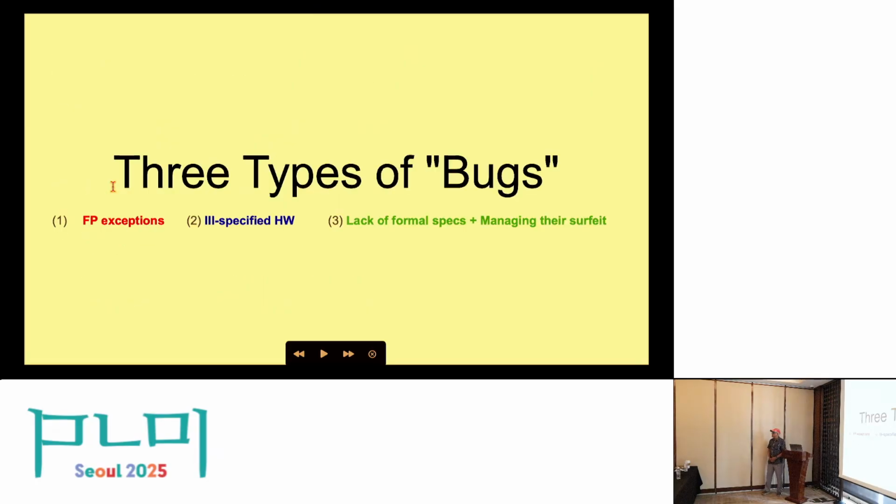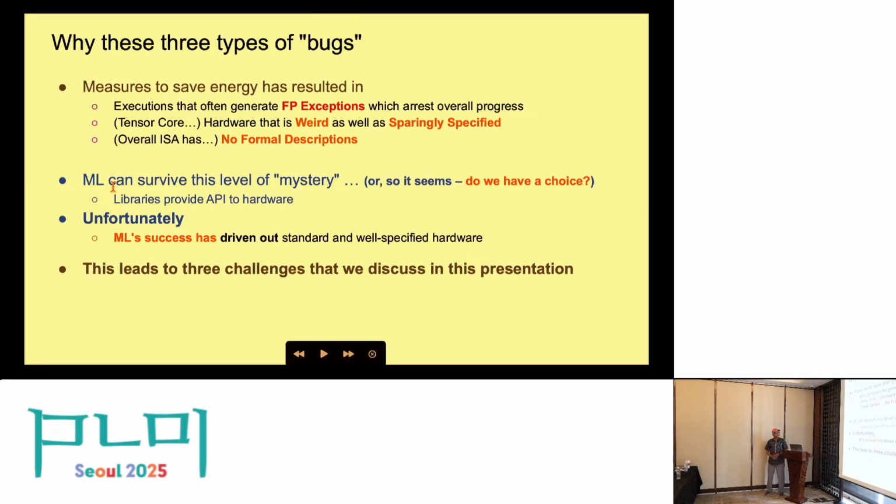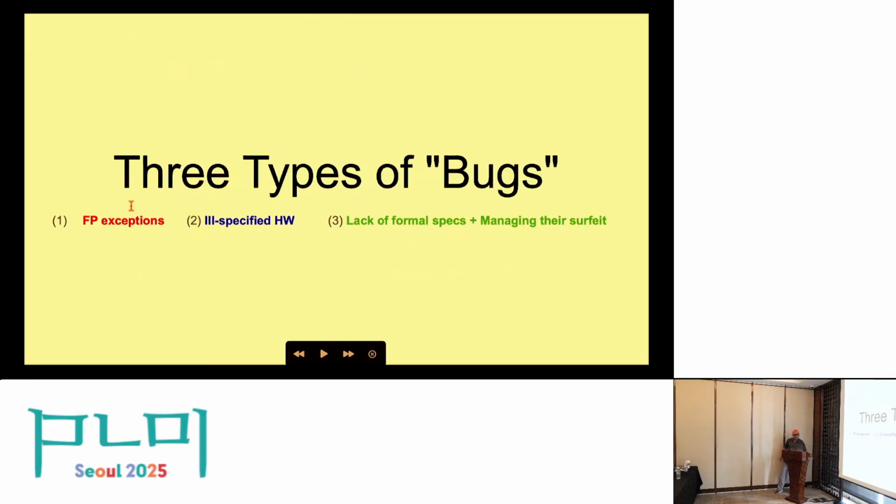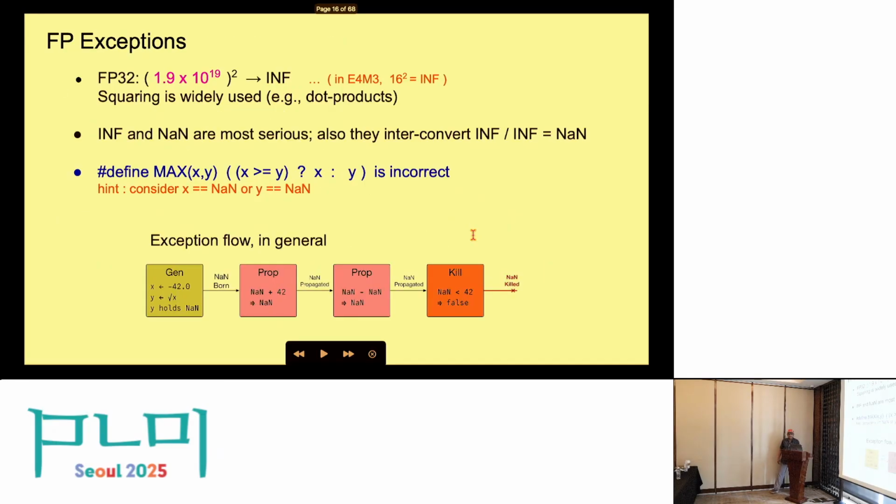So let's focus on three types of bugs. Bugs in the sense of issues we had to deal with, where we pay the price in terms of software correctness. The first one is exceptions. The second is ill-specified hardware, and the third is lack of formal specification and managing their excess. So let's take a quick look at exceptions and what they mean.